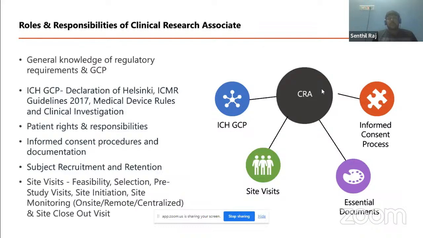Once site selection and feasibility are done, they will ask for ethics committee approval and all. Sometimes sites have an inbuilt ethics committee, and some sites do not. I had an experience once. I was in Chennai, and I had to travel to Coimbatore for the ethics committee approval, because the site, located remotely somewhere around Gudalur district in Nilgiris, doesn't have an in-house ethics committee.